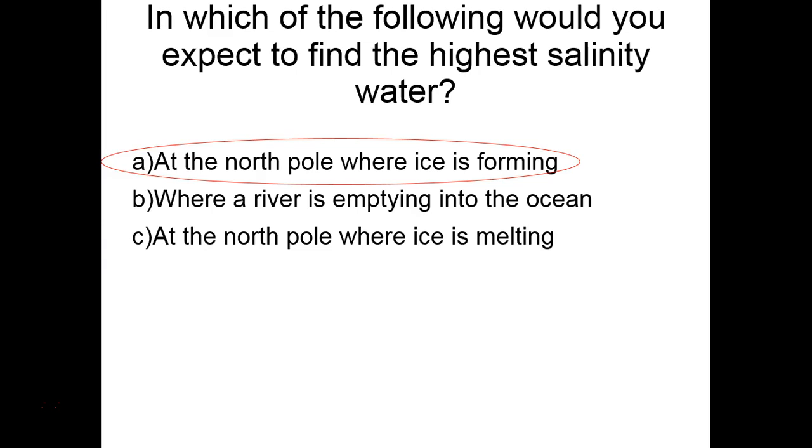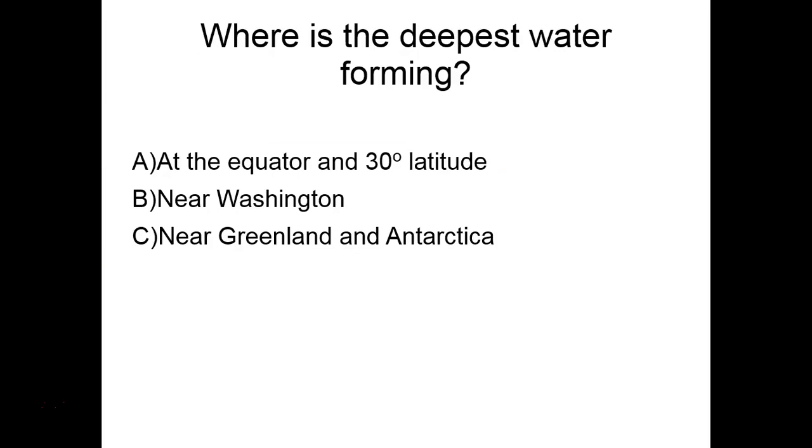For B, where a river is emptying into the ocean, that's fresh water that's being added back into the ocean, and therefore that's going to make it less salty. And for C, at the North Pole where ice is melting, when ice is melting, that's fresh water being added back in, because ice is basically made of fresh water and leaves the salt behind when it's forming.